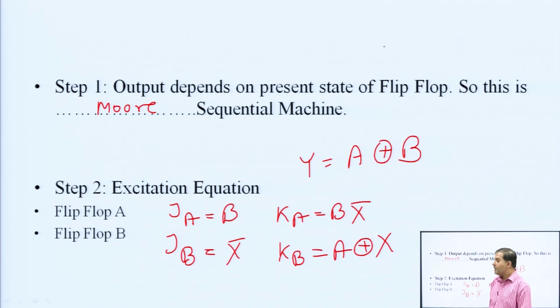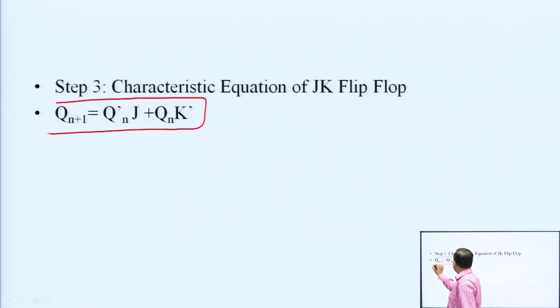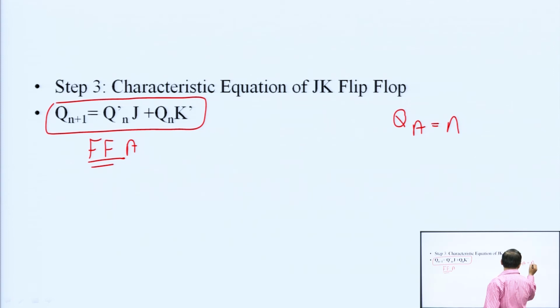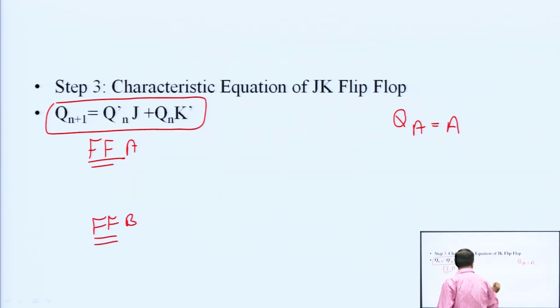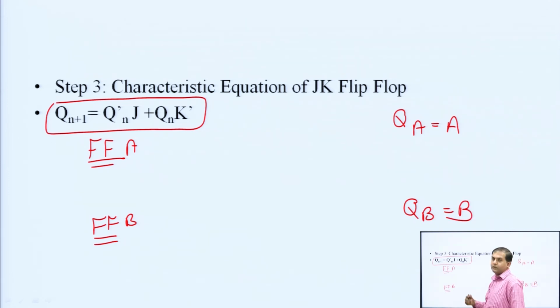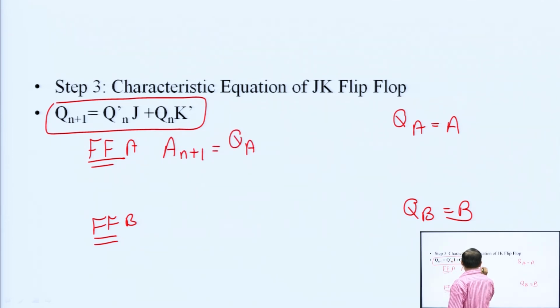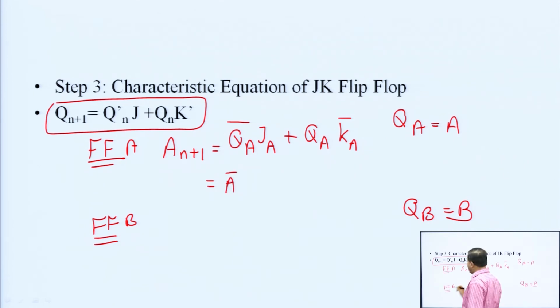Now, we have to make the characteristic equation using the excitation equations. We already know the characteristic equation for the JK flip flop. For flip flop A we take QA is equal to A, and for flip flop B we have QB is equal to B. The same procedure as in the last example. So, for flip flop A, A n plus 1 will be QA bar JA plus QA KA bar. What is the value of QA bar? It is A bar. What is JA? JA is nothing but B, so you have to write B.